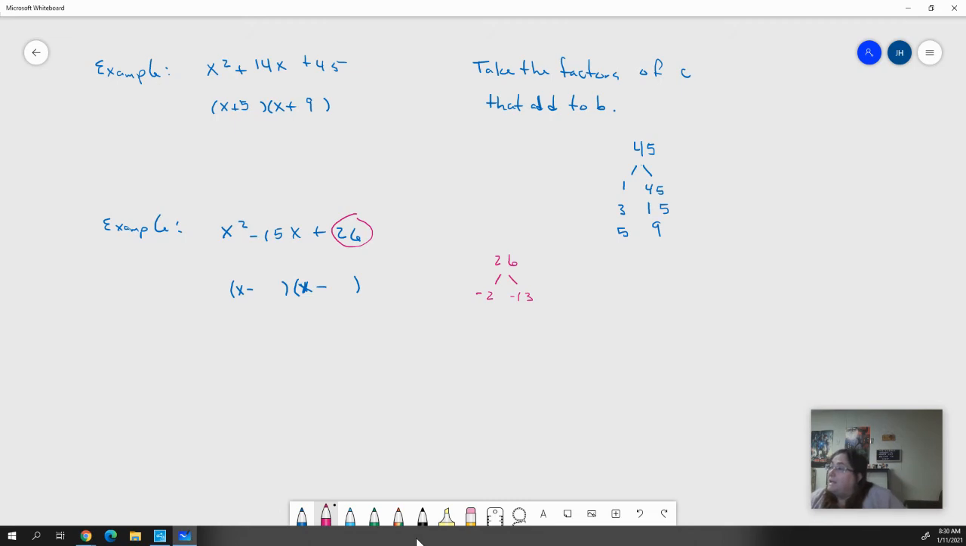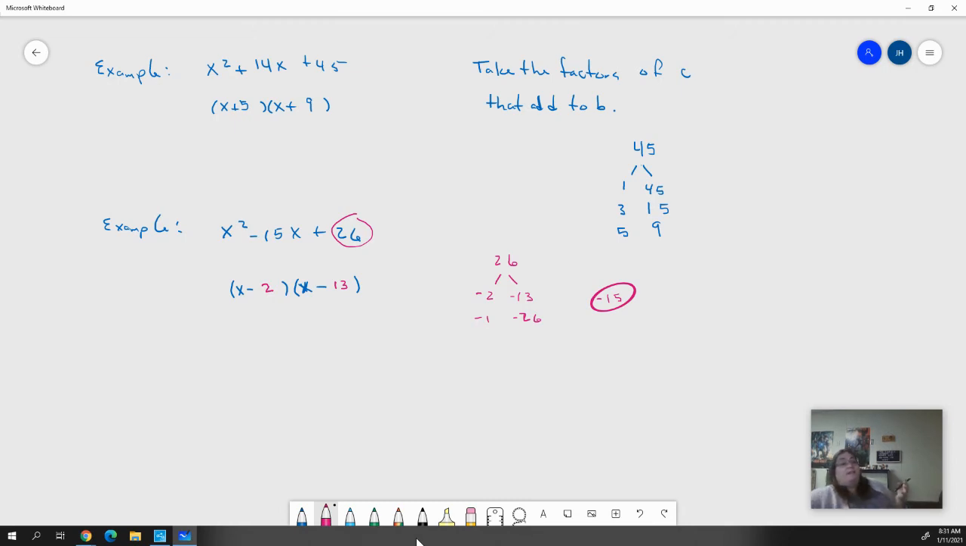But notice, clearly I also have negative 1 and negative 26. But if I add negative 2 and negative 13, I get negative 15, right? Negative 15 is the goal. And negative 2 plus negative 13 equals negative 15. So I can just plug these numbers in right here.